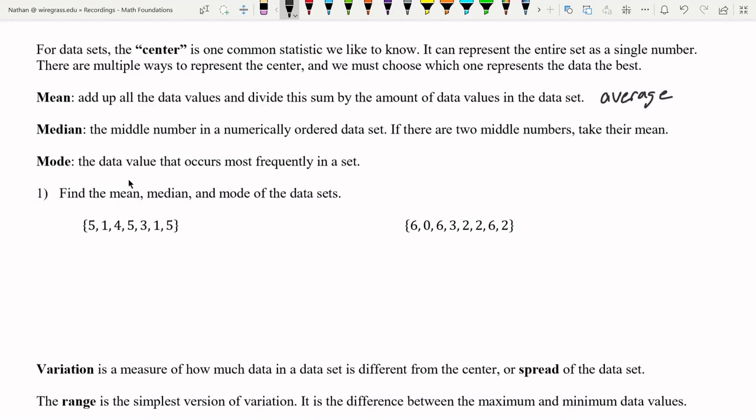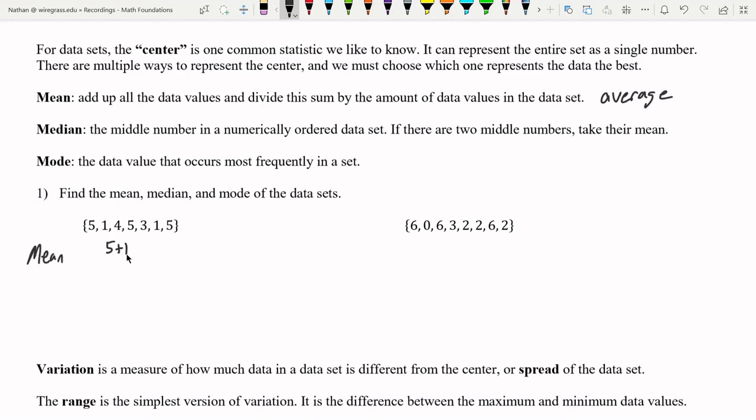And the mode is just the data value that occurs most frequently. Not all data sets have data values that occur multiple times. If that's the case, there is no mode. Or if there are more than one data value that occurs multiple times, then there are going to be multiple modes. Okay, the mean, median, and mode of these data sets. The mean is just the average.